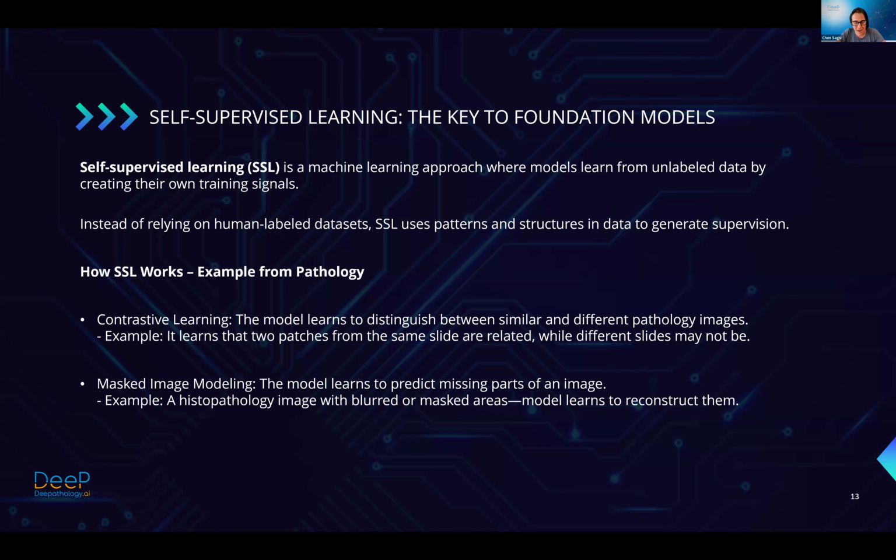So in order to train foundation models, methods which are called self-supervised learning were developed. And these are super neat approaches because they mean that you don't need to annotate. How is this possible? Instead of relying on human-labeled data sets, the system learns from its own data.